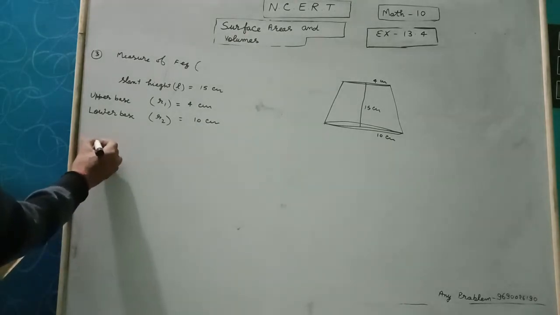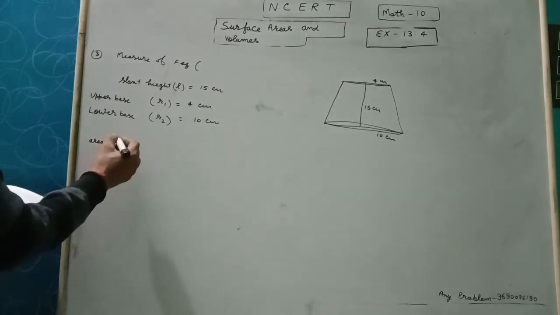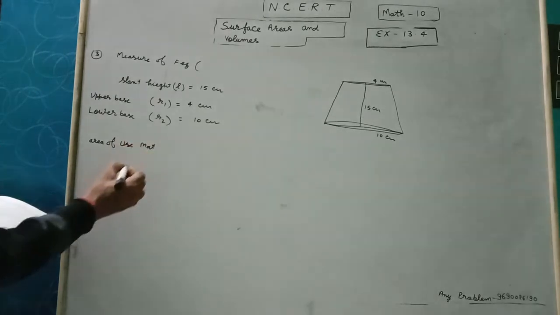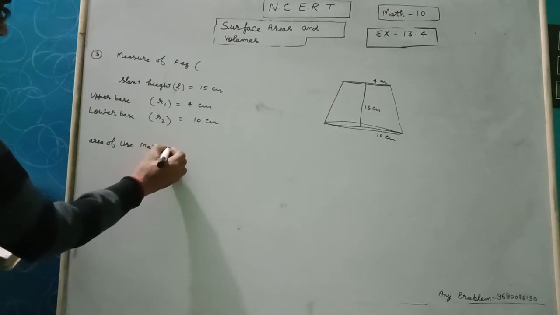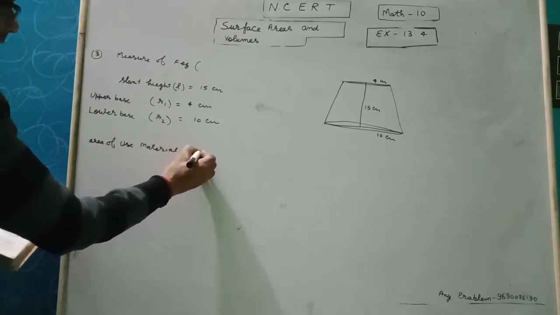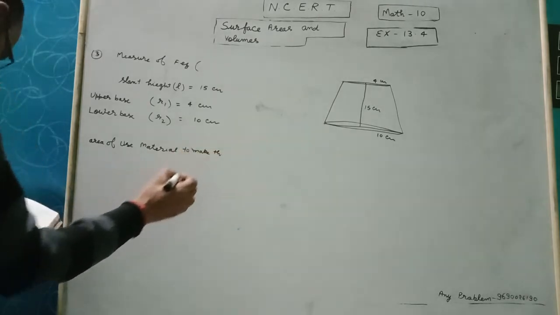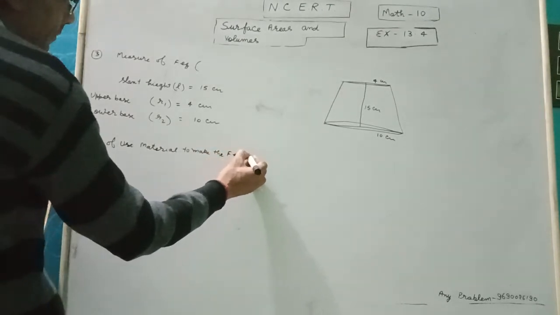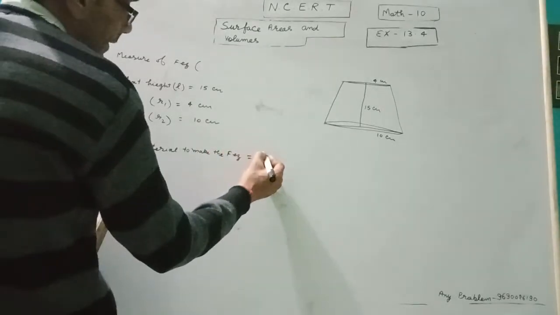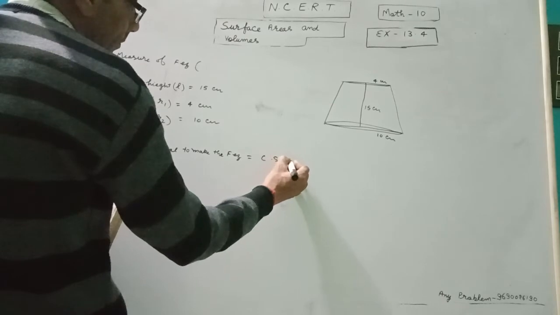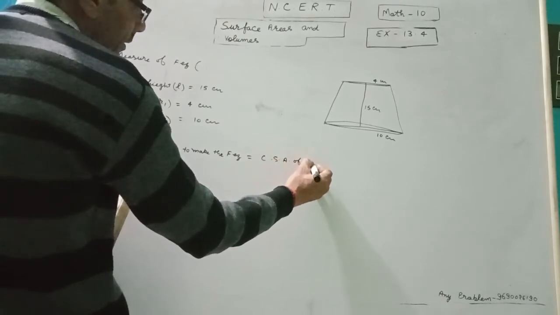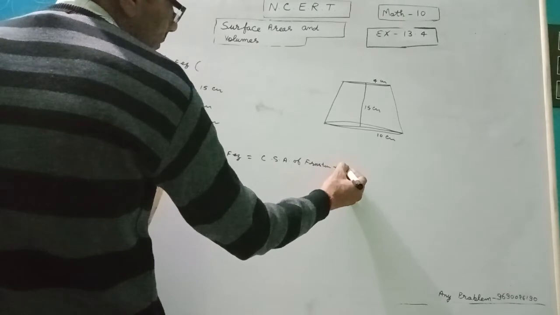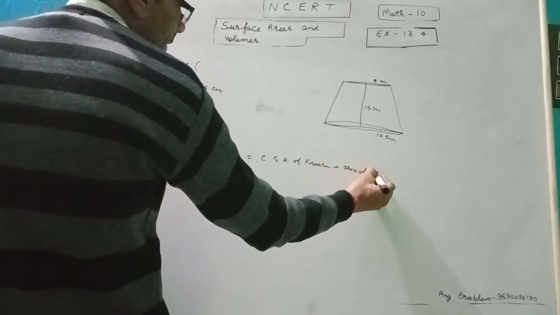Area of material used to make the cap is equal to the CSA of the frustum plus the area of the upper base.